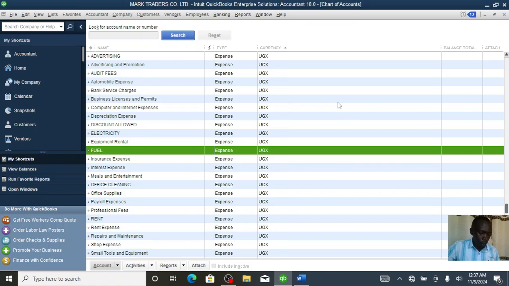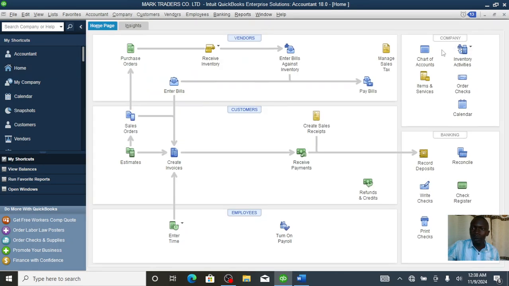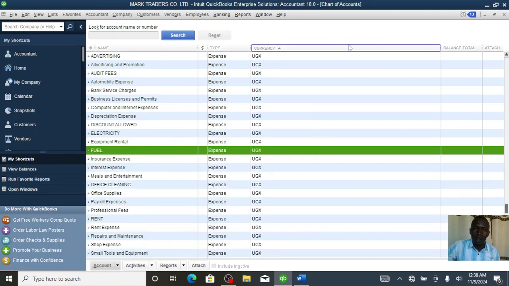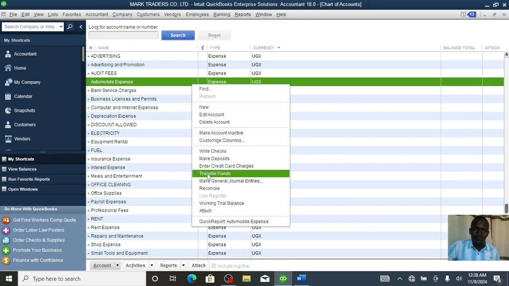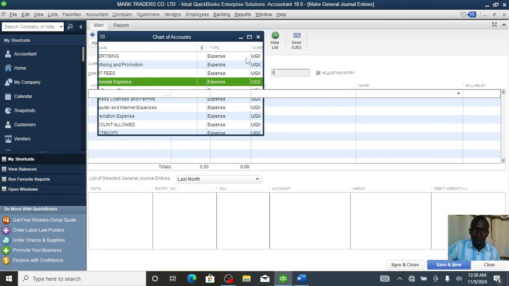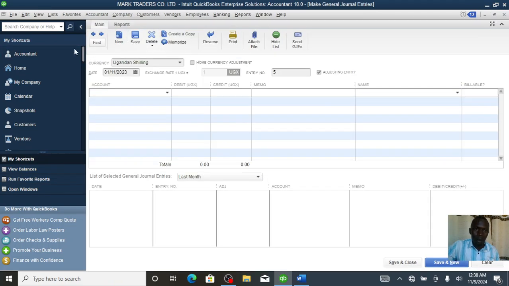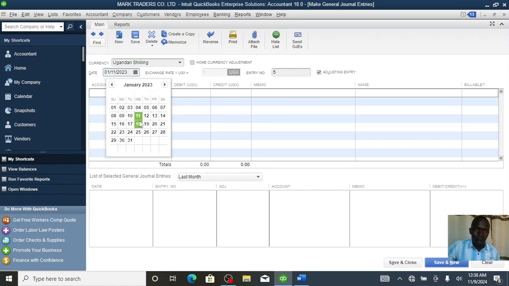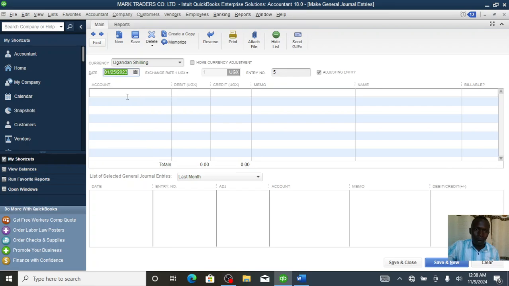Next transaction, it is on 25th January. Salary worth 300,000 and 200,000 was paid by cash to Amanda and Katate respectively. So we go to home, go to chart of accounts, we go to make journal entries. First change the date, it was on 25th.